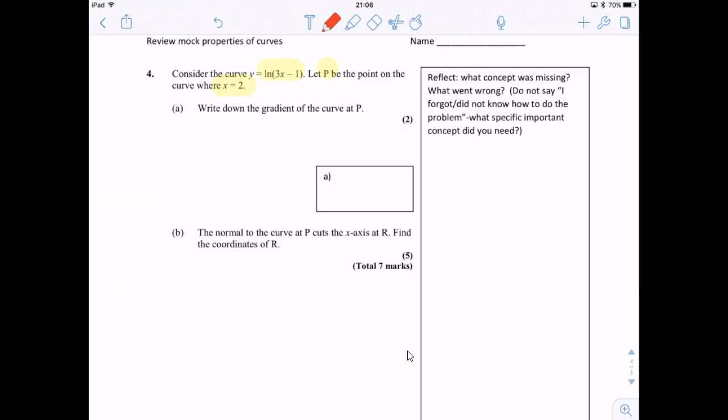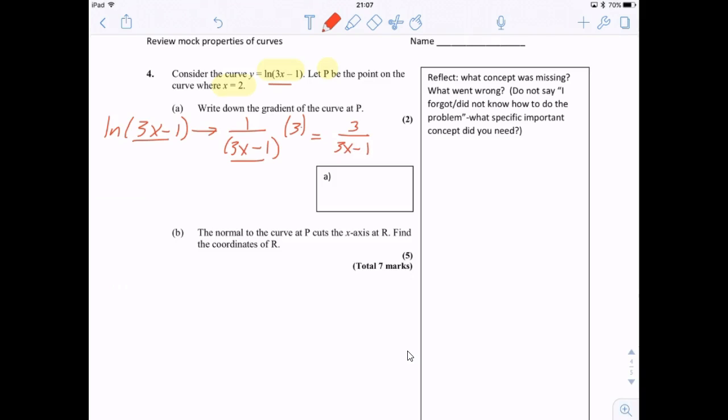Well, how do we find the gradient of the curve? That's just another way of saying find the derivative. So, we're going to find the derivative of this function, natural log of 3x minus 1. That's not a hard derivative. It's basically 1 over the inside of this, and then the chain rule, which is multiplied by the derivative of this, which is 3. So basically that's 3 over 3x minus 1.